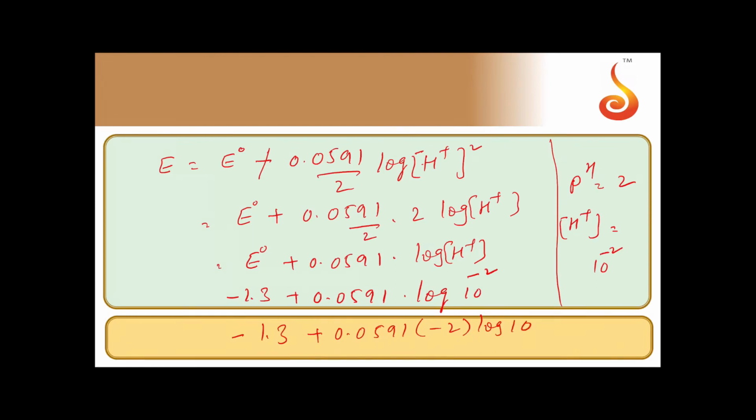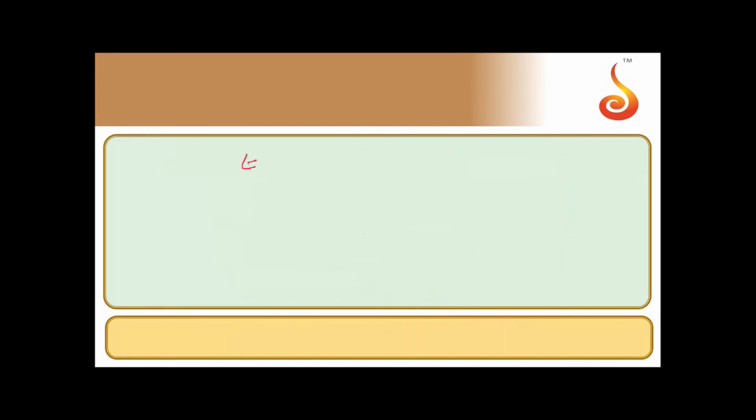Log 10 is 1 only. The remaining things we can simplify now. On simplification, the E value comes out as minus 1.42. Here they are asking us the oxidation potential value, so what we got is the reduction potential value. Since they are asking us the oxidation potential value, change the sign, and plus will come. So plus 1.42 is the answer.